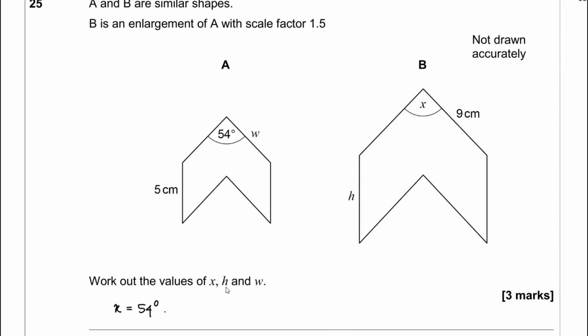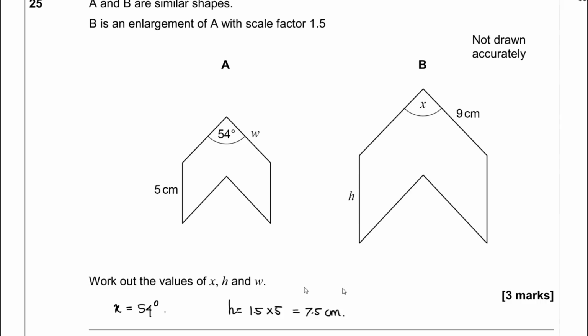What about h? H is here. In A, this side is 5 centimeters, and in B, it is h. So h must be 1.5 times longer than 5 centimeters. So we can say h is 1.5 times 5, so it should be 7.5 centimeters.